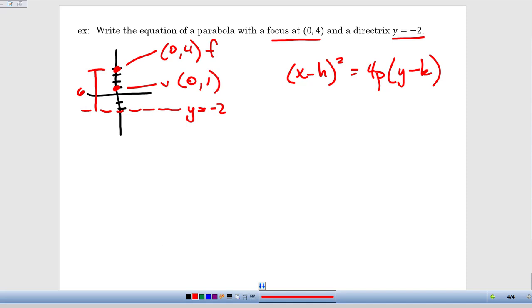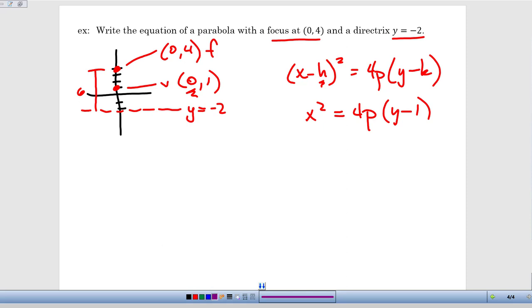So I can start to slot these numbers into our equation. We've got an x coordinate of 0 for the vertex, and so that means h is going to be replaced with 0. So we're really just ending up with x squared equals 4 times p, and some of you may have already figured out what p is, but we'll get to that in just a second. And then the y coordinate of the vertex is 1, so y minus 1. And so the last thing that we need to figure out is the value of p.